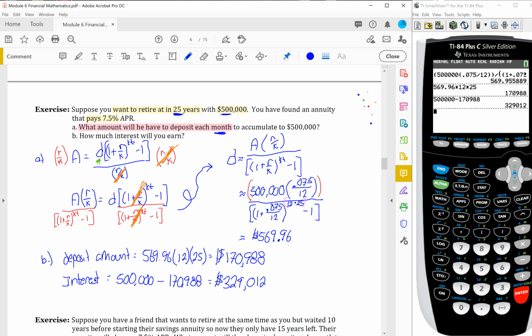Now, I think this is very impressive and worth taking a moment to think about. We deposited $569 every month for 25 years, and at the end, we deposited a total of $170,988. And this may not be enough for you to retire on. But because of the benefited interest we got to claim, the $329,000, we now have $500,000 in our retirement account. And this may be enough for you to retire on. I guess it really depends on your spending habits.